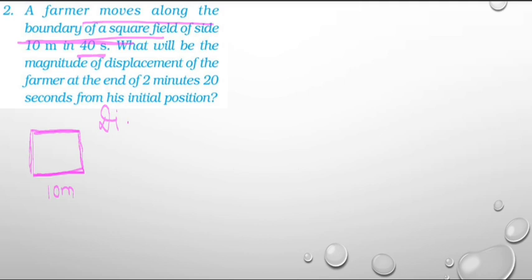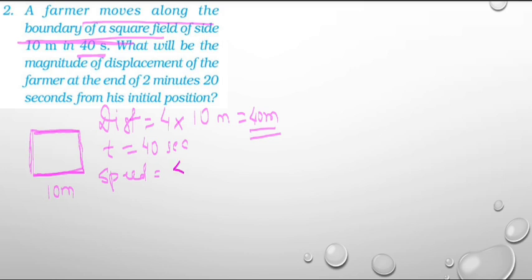So, distance traveled will be equal to 4 multiplied by side, that is the perimeter of the square, students. We already know it. That is 4 multiplied by 10 meters, which is equal to 40 meters. And the farmer took 40 seconds to travel this 40 meters. Therefore, the speed of the farmer is equal to distance upon time taken, that is 40 divided by 40 meter per second, which is equal to 1 meter per second. This is the speed of the farmer while traveling along the boundary of the square.